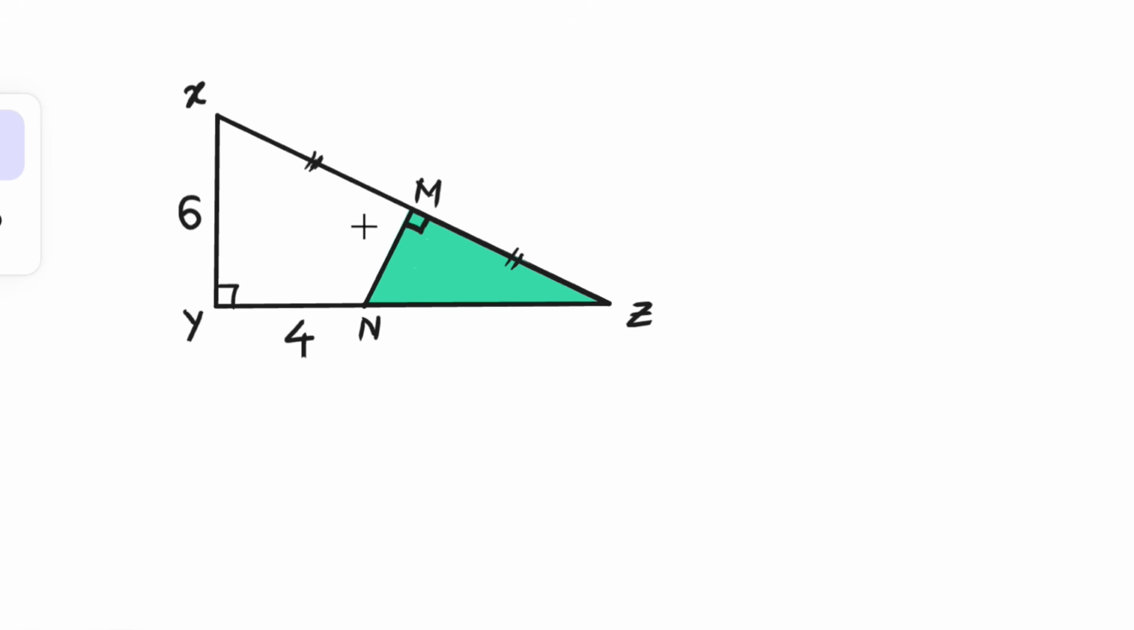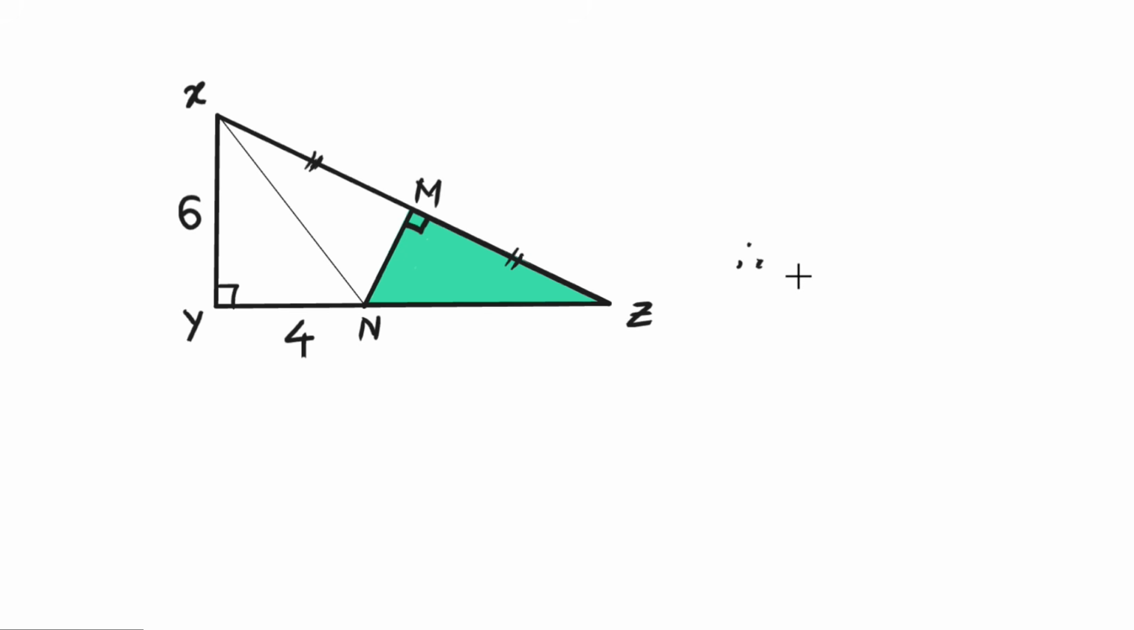Now, let's draw one additional line by joining point X to point N. This creates a new right triangle, triangle XYN. Notice that its legs are 6 and 4, so we can apply the Pythagorean theorem, which tells us that in any right triangle, the square of the hypotenuse equals the sum of the squares of the other two sides.